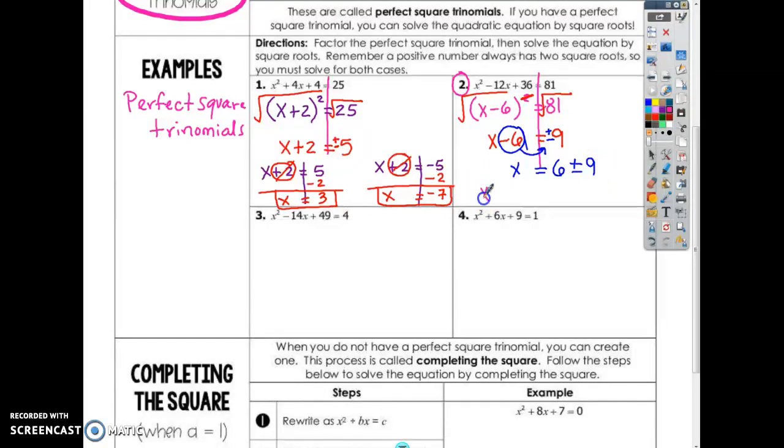15. So x equals 15 is one of your answers. And then 6 minus 9, 6 menos 9, negative 3. X equals negative 3. Those are your two answers. Okay? One is 6 plus 9 and one is 6 minus 9. Son las dos respuestas.